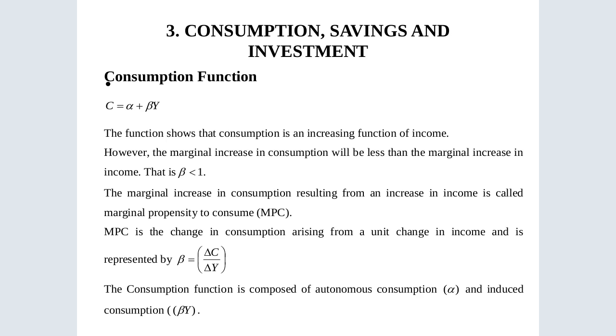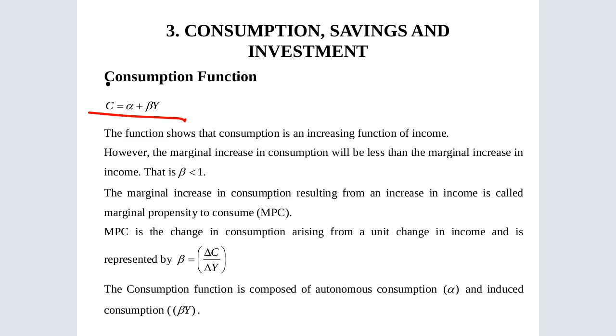we said that the consumption function is simply an increasing function of the disposable income. So we have a consumption function here. It's made up of two parts, and I explained. So the first part, which is alpha, I said it represents autonomous consumption.